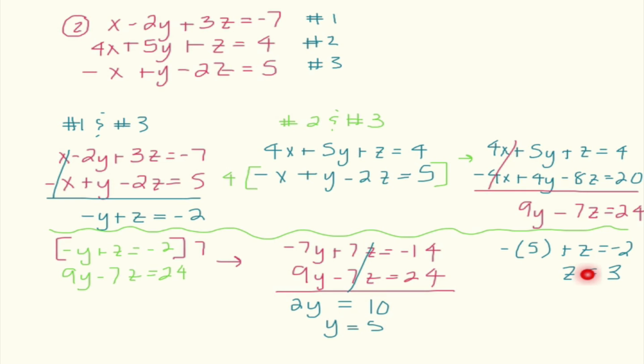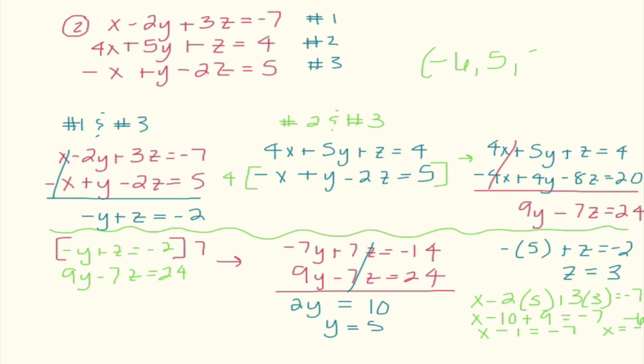Now I'm going to take these 2 values and substitute them into one of these 3 equations. Why don't we just use the first one? So I'm going to have x minus 2 times 5 plus 3 times 3 equals negative 7. So I get x minus 10 plus 9 equals negative 7. So x minus 1 equals negative 7. So x is equal to negative 6. So that's telling me my ordered pair here is negative 6, 5, 3.